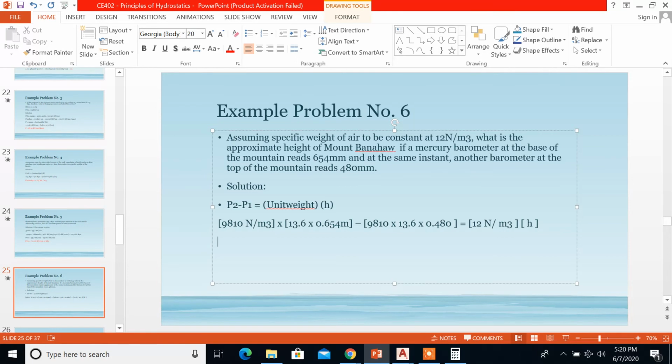So, 9810 times 13.6 times 0.654, minus 9810 times 13.6 times 0.480. So A minus B, divided by 12. So ang height natin is equivalent to, sana pare-parehas tayo, no? 1934.532 meters. So ito na yung total height, or ito na yung approximate height ng ating Mount Banahaw. So that's our problem number 6.